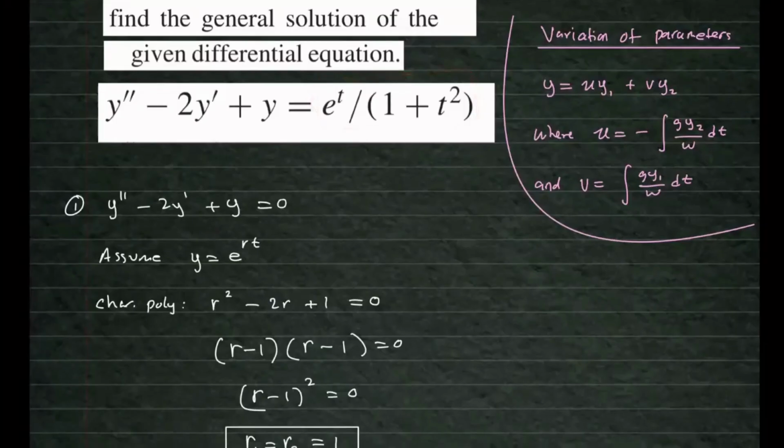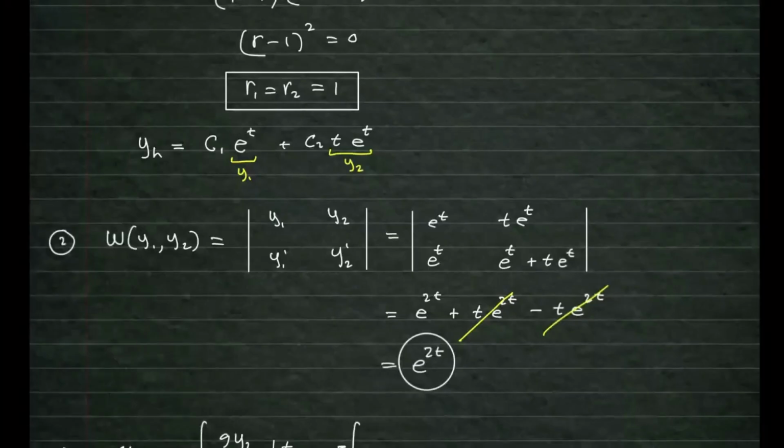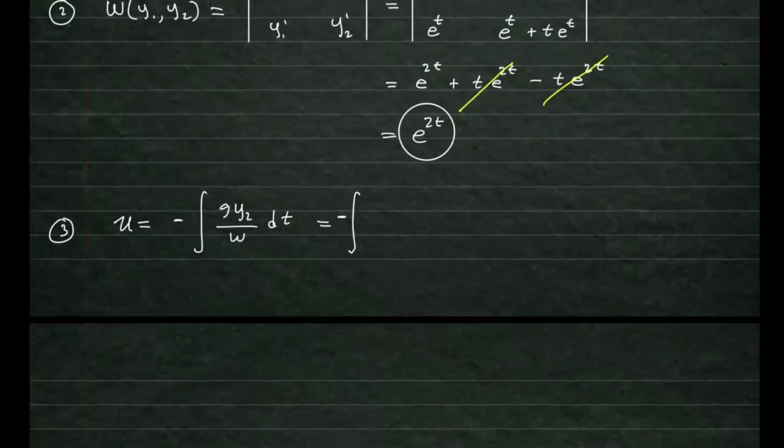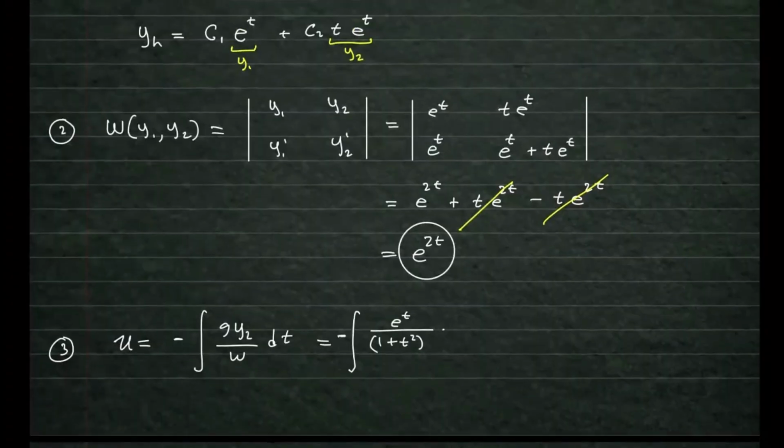Then we know y2. Y2 we said is this one right here, and the Wronskian is right here. Let's go ahead and substitute them. So you'll have g, which is e to the t, divided by 1 plus t squared, and then times y2. Y2 is, as we labeled, t e to the t, and divided by the Wronskian. The Wronskian is e to the 2t dt. All right, so that's how it looks.